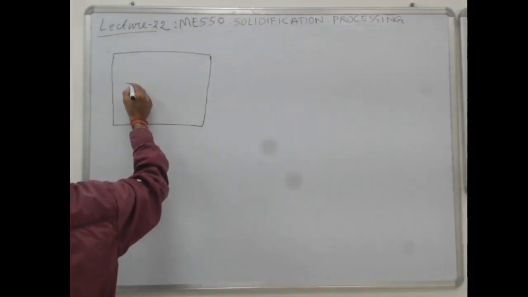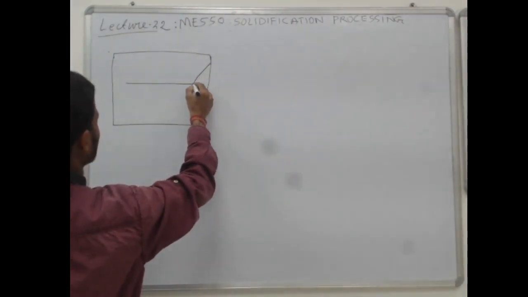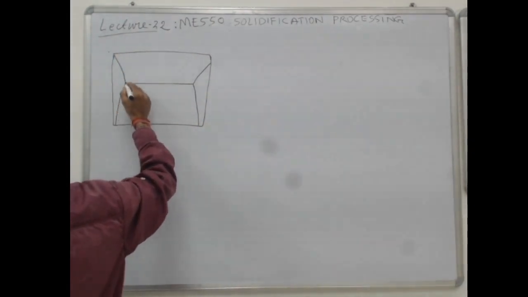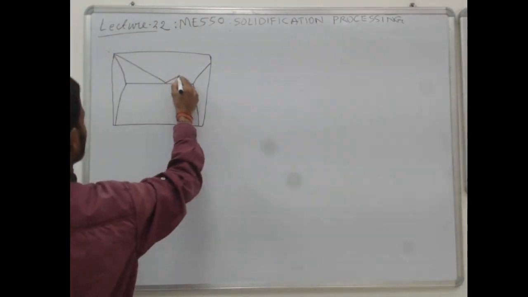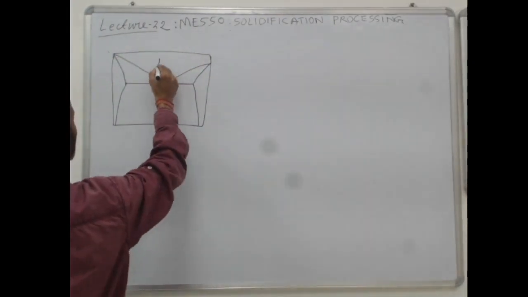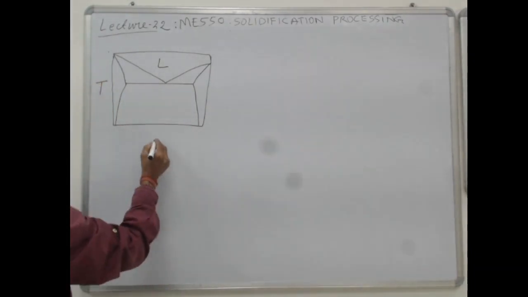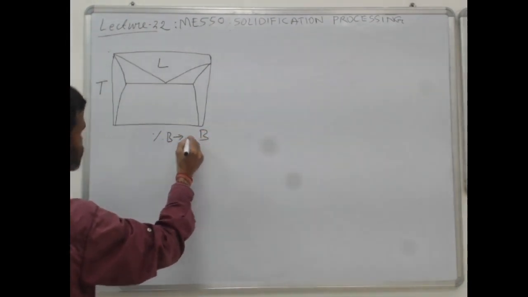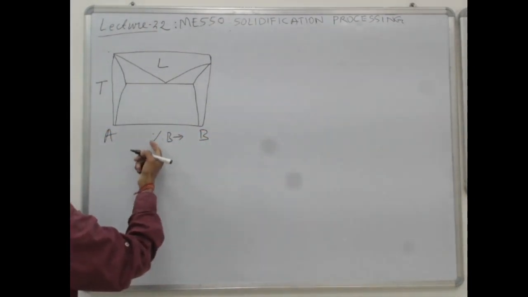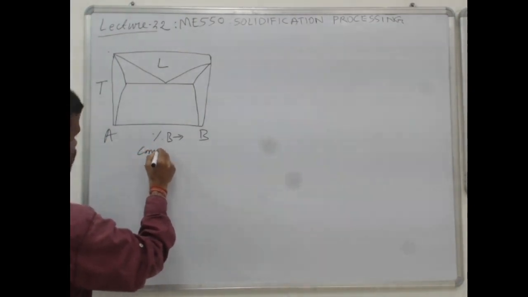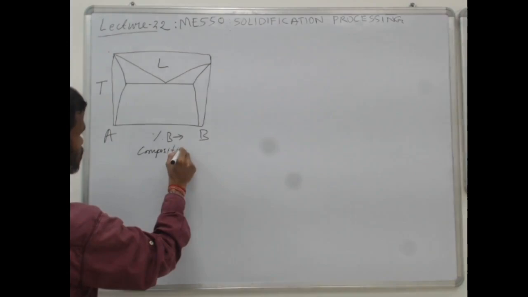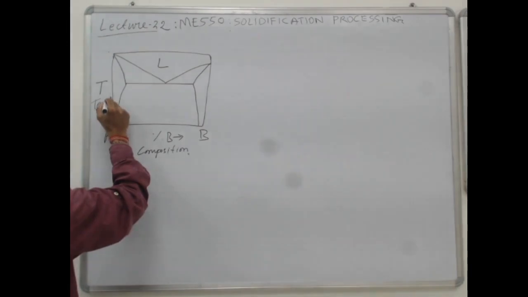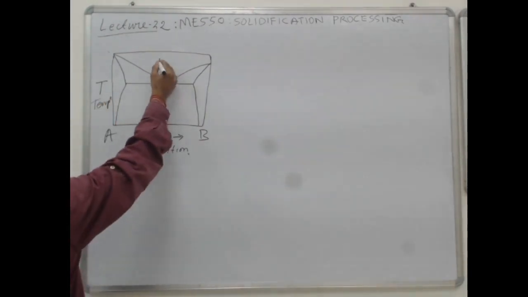So we can consider it to be a simple eutectic phase diagram. Here everything is liquid. On this axis you have temperature, on this axis you have percentage of beta. This is pure B, here you have pure A. So this is composition, and here you have temperature. Above a certain temperature everything is liquid.